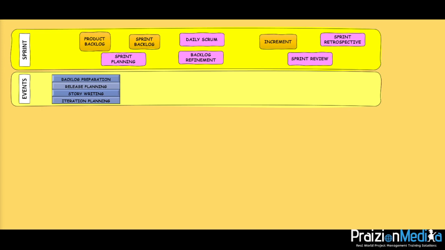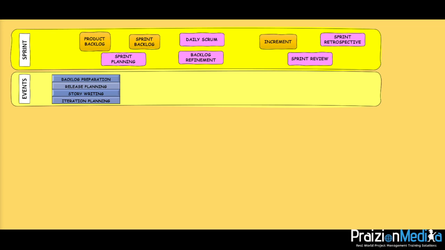Some of the events that we could blow out here are backlog preparation, which does not typically appear on the map in Scrum that a lot of folks know. Backlog preparation is the activity of preparing the backlog where the stakeholders, the customer, the product owner, and maybe even some team members could be involved in that whole thing. There's also the concept of release planning, and this just means planning releases.